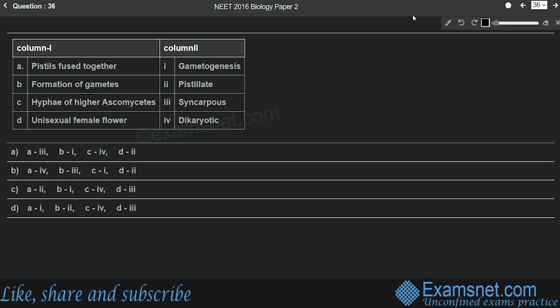Question number 36 is taken from different chapters of biology, and here we have to match column 1 with column 2. So the first one in column 1 is pistils fused together. Okay, so what are pistils? These are nothing but the female reproductive part of the flower, or female reproductive organ of the flower. And they can contain one or more carpels.